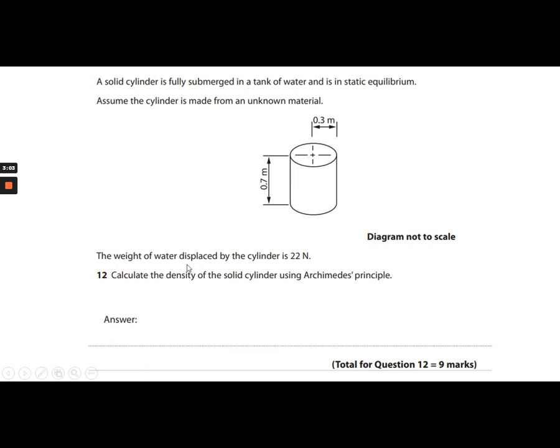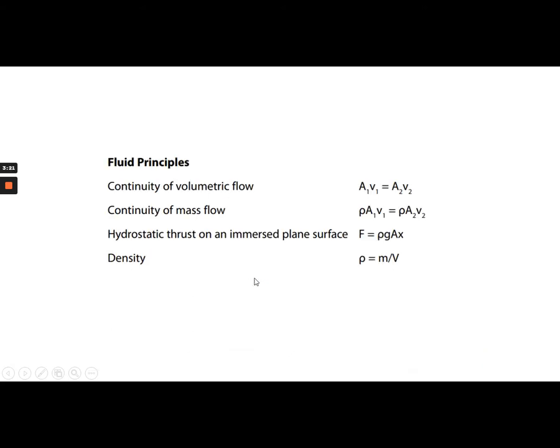Well, they've given you the weight of the liquid displaced. It's 22 newtons. So that tells you that the weight of the object is 22 newtons. So, yeah, more straightforward than it looks. Why is it worth 9 marks, I suppose? Because you're not asked for its weight, you're asked for the density.